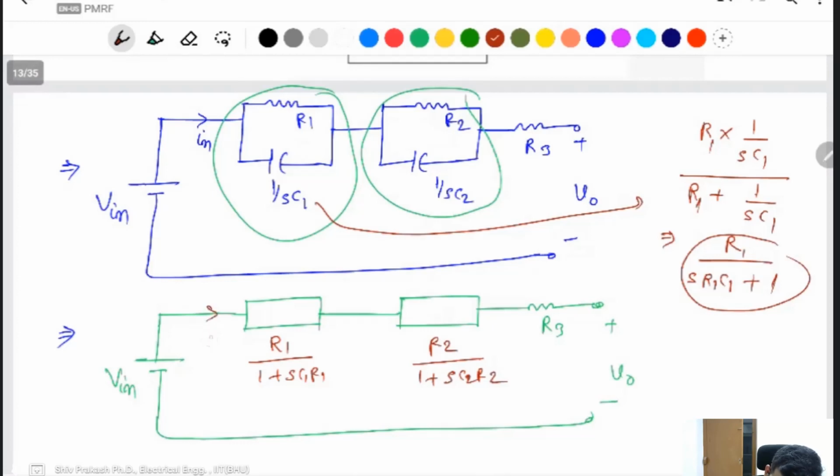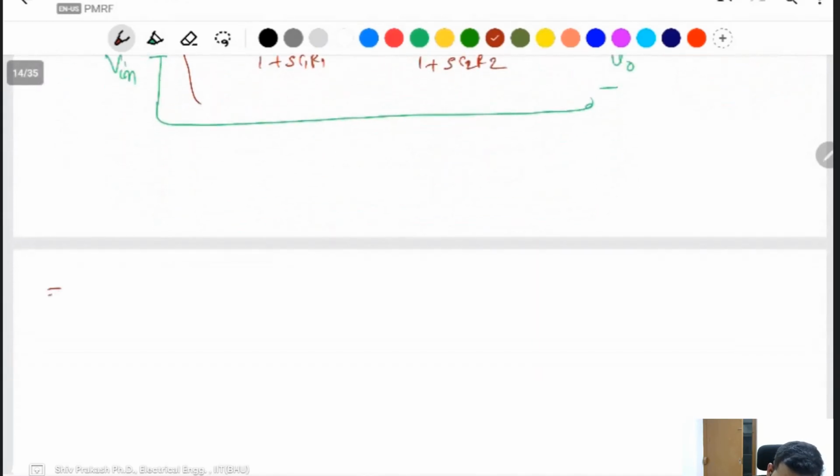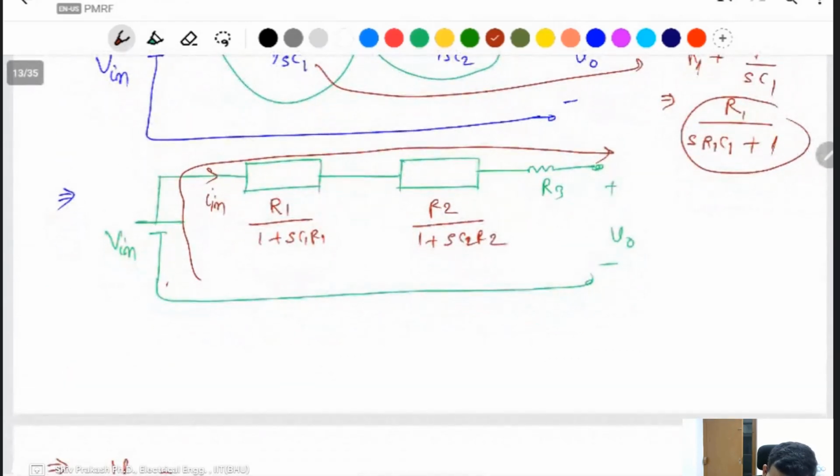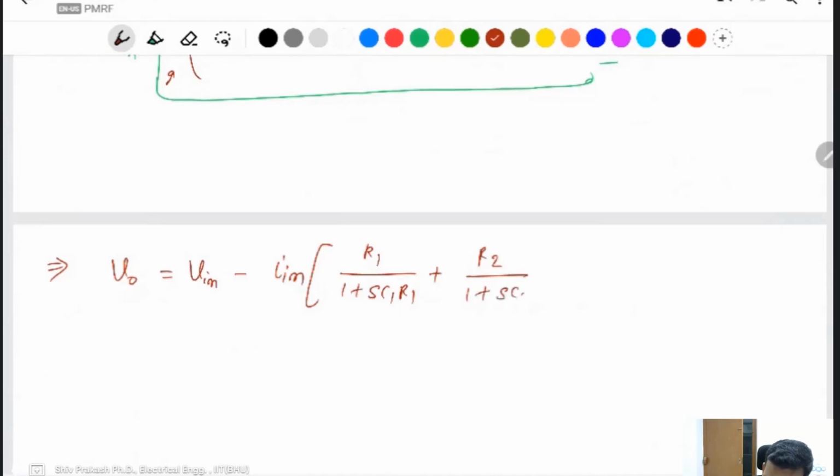This one is the input current I. Then simply apply KVL in this circuit and we find the V output. What is the V output voltage? V in minus all the voltage drops is the output voltage: V in minus I in times R1 divided by 1 plus SC1 R1, plus R2 divided by 1 plus SC2 R2, plus R3.